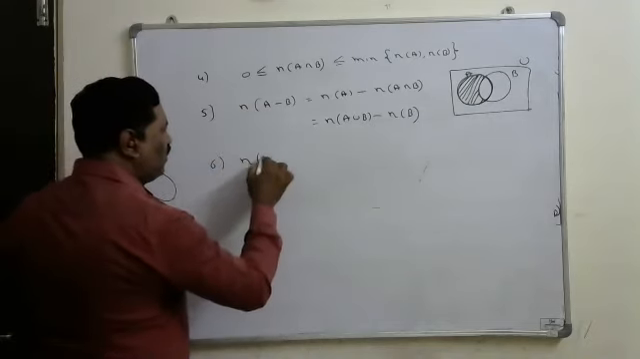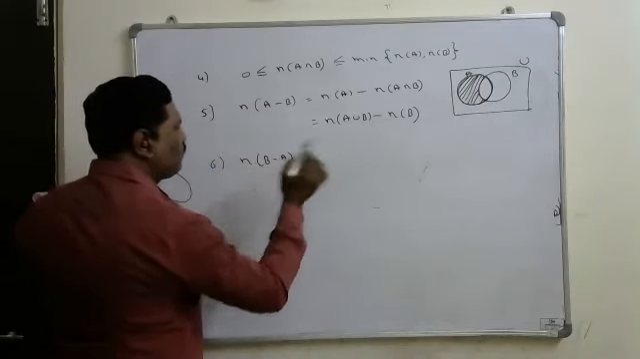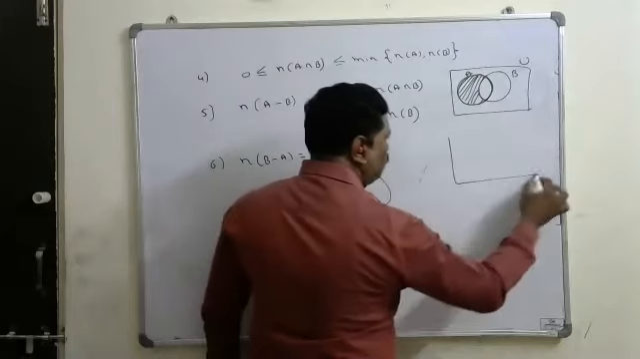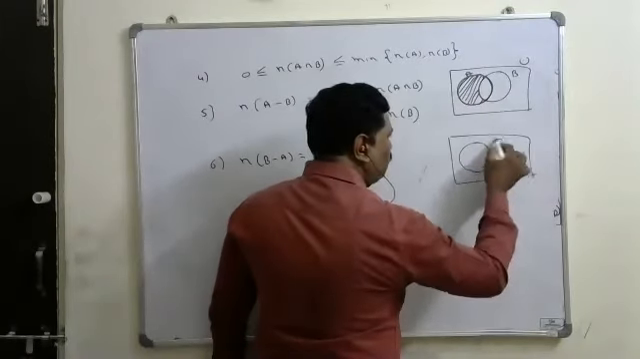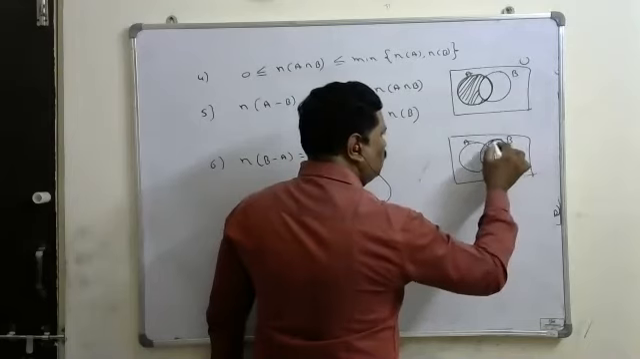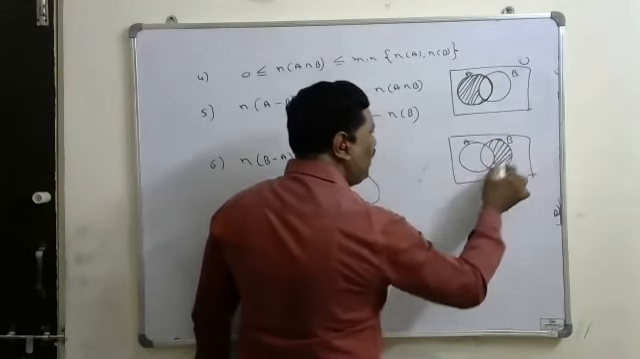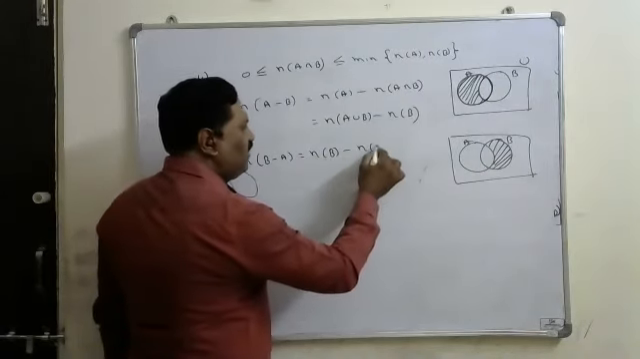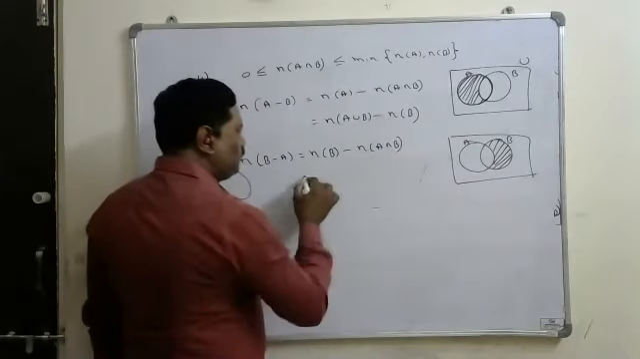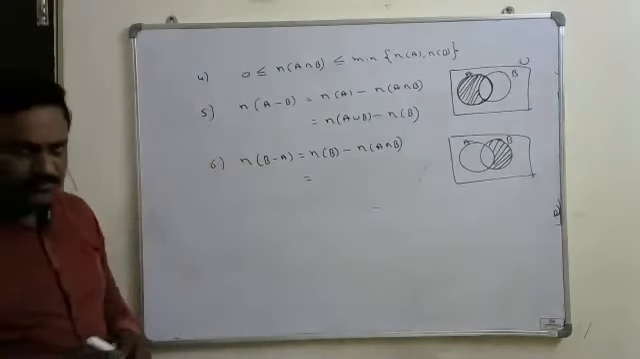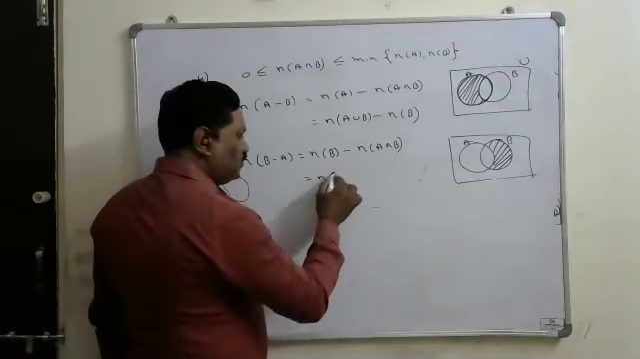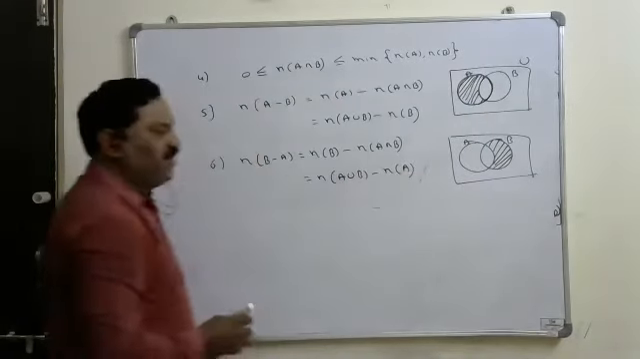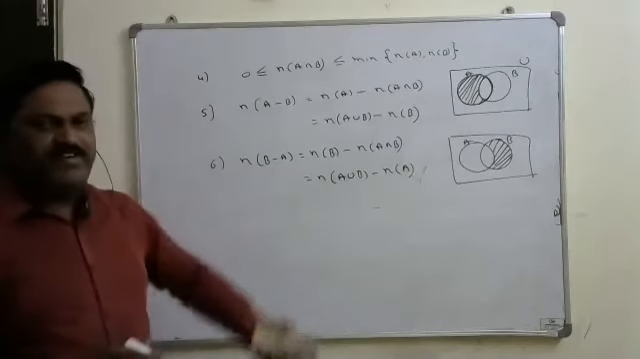Similarly, what is the formula for n of B minus A? It is n of B minus n of A intersection B. That is the area which is available in set B only. This hashed area you can write as n of B minus n of A intersection B, or you can also write it as n of A union B minus n of A.